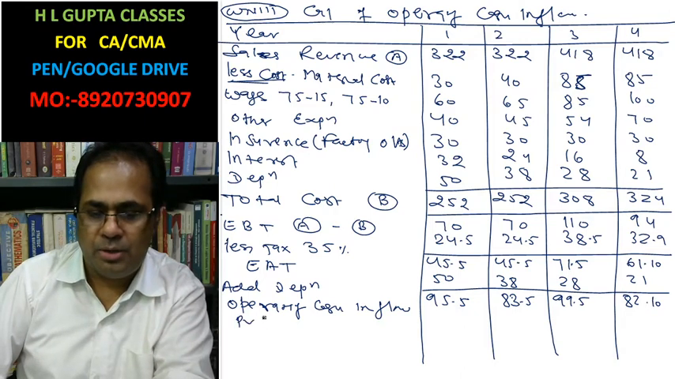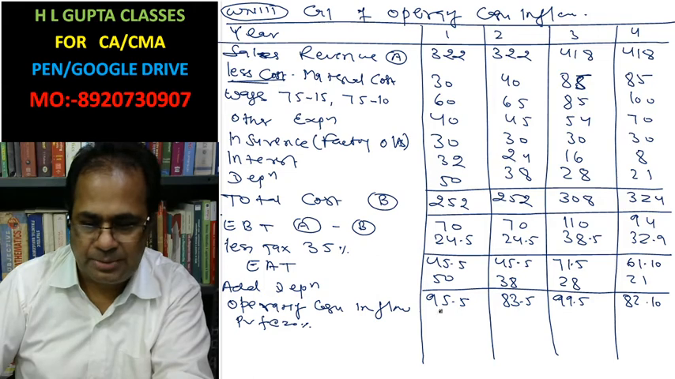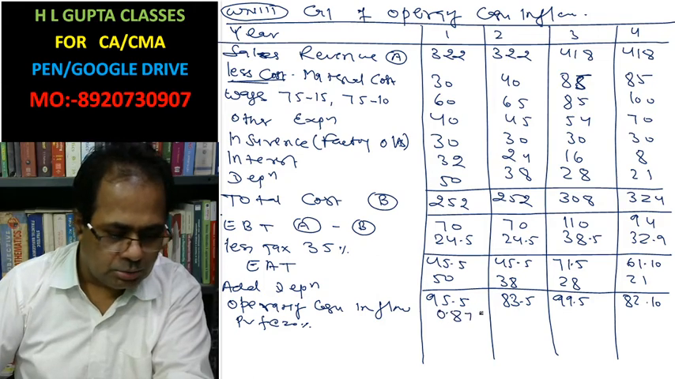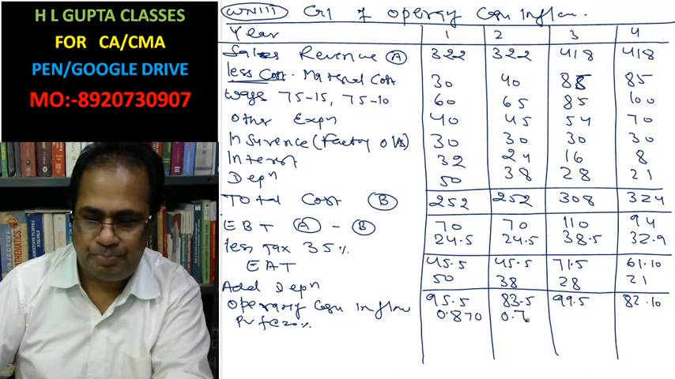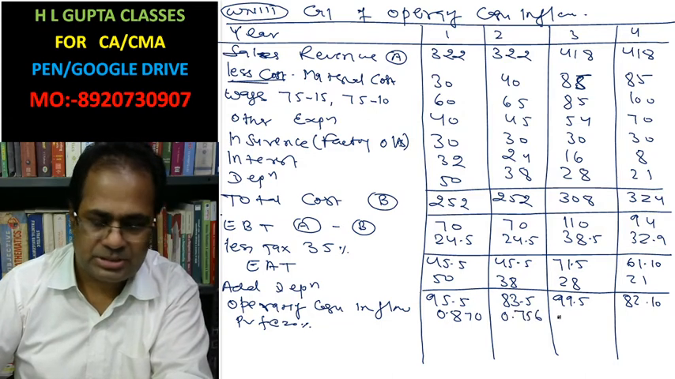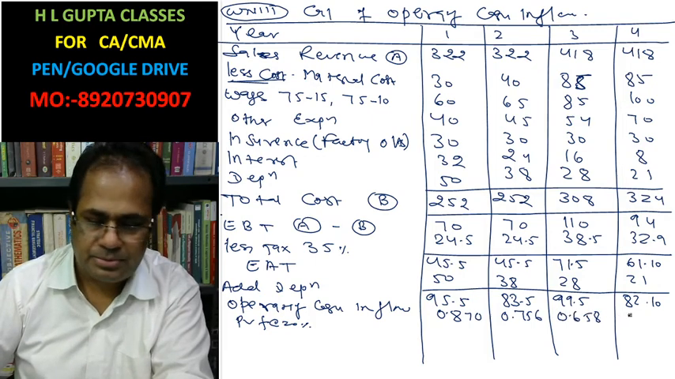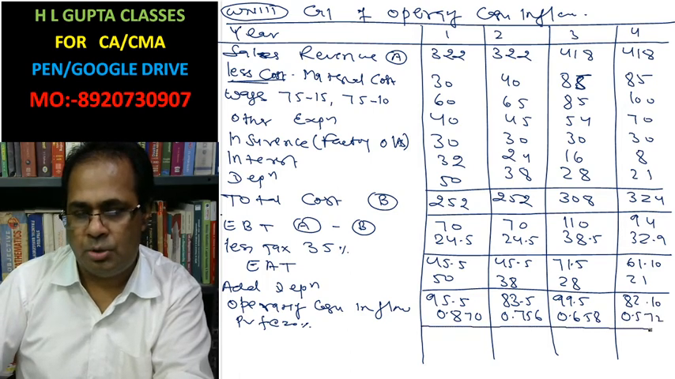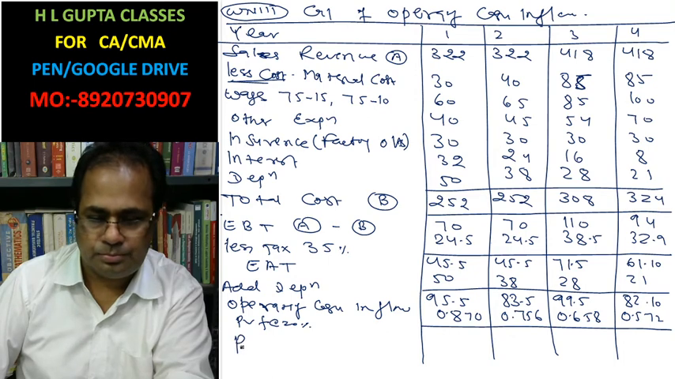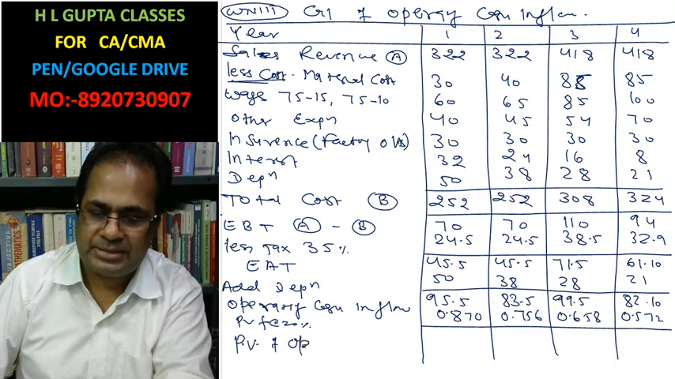Now the present value factor at the rate of 20%. This is key given information in the question: 0.833, 0.756, 0.658, 0.572. Now this is a present value. Present value of operating cash inflow.